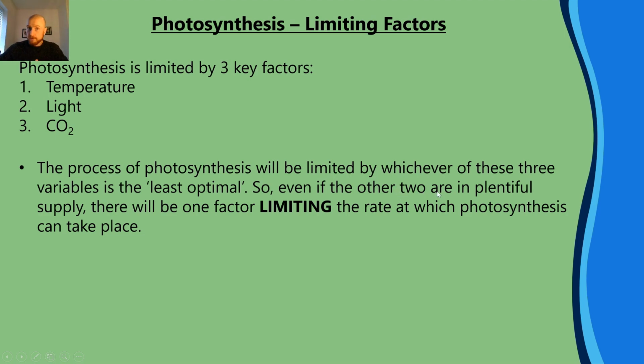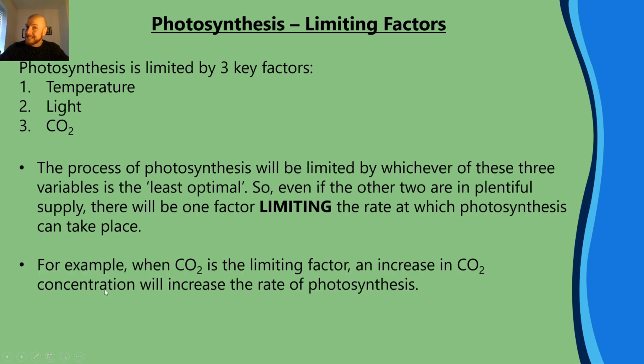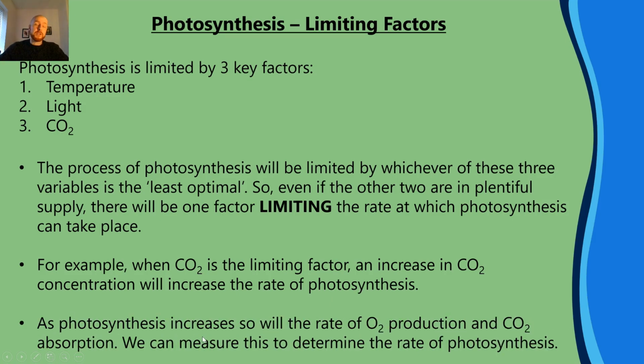So even if the other 2 are in plentiful supply, there will be one factor limiting the rate at which photosynthesis can take place. So for example, when carbon dioxide is the limiting factor, an increase in carbon dioxide concentration will therefore increase the rate of photosynthesis. As photosynthesis increases in rate, so will the rate of oxygen production and carbon dioxide absorption. And we can measure these 2 variables, so oxygen production and carbon dioxide absorption, to determine the rate of photosynthesis. And you know how much AQA love a practical question in the exams. So let me help you with that, guys.